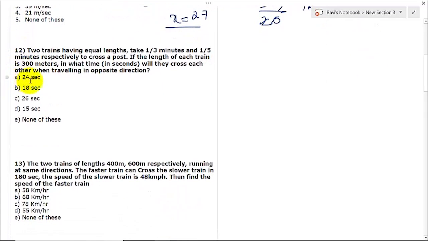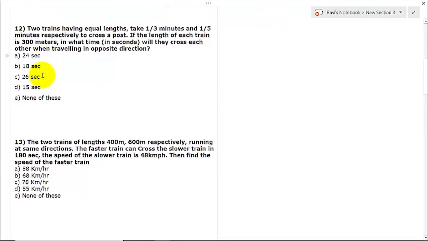So let us go to question number 12. What it is saying is, two trains having equal lengths take 1/3 minute and 1/5 minute respectively to cross a post. If the length of each train is 300 meters, in what time will they cross each other when traveling in opposite direction?